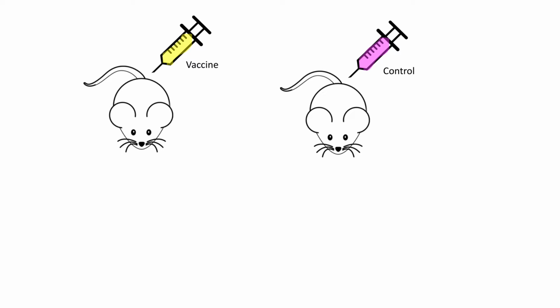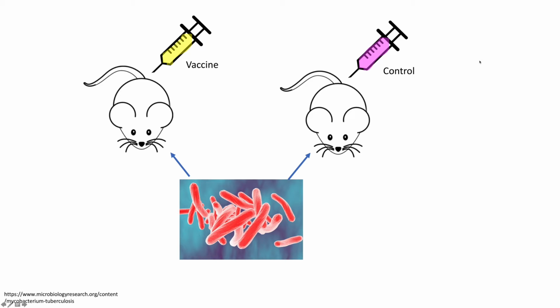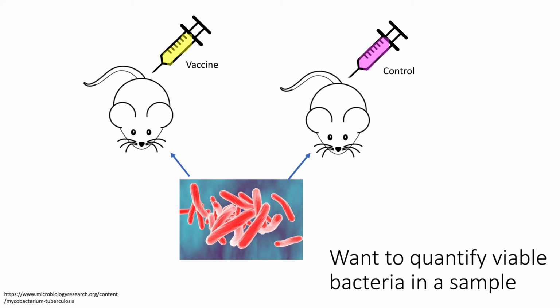Introducing the concept of colony-forming units and the need for a novel analysis tool. Say we're testing a vaccine in animals. We give a candidate vaccine and compare it against a control, and then infect the animals with the bacteria. To see if the vaccine worked, we then want to see if the animals were able to control the infection and see how sick they are through quantifying the viable bacteria.